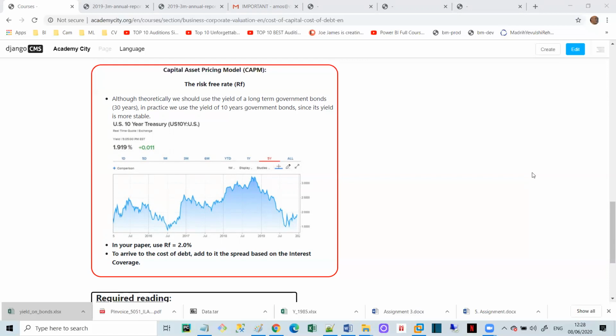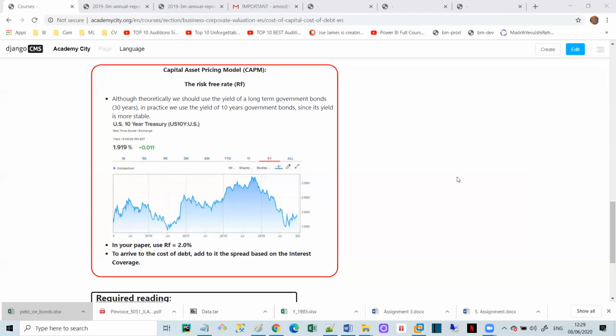But the problem is, now it's really practical, not theory. Practically, the volatility of that yield on 30 years government bonds is extremely high. So it's not really a reliable estimate. So people in real life use 10 years government bonds, okay? It's really on practical matter, not on theoretical matter, that we use in real life 10 years government bonds.